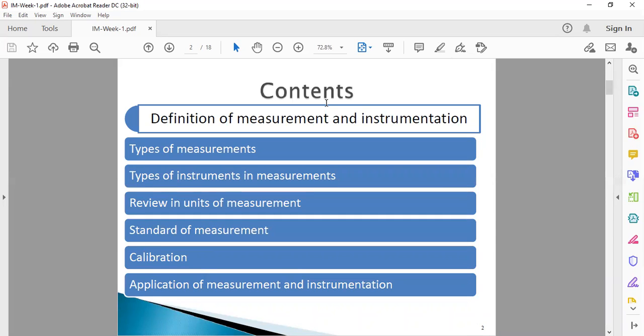So it's a brief content of this course, and we have to cover the following topics in this subject. We will start with the definition of the measurement and the instrumentation. Then we will move on to the types of the measurement, the types of the instruments in measurement, and the review in the top and the units of measurement, standard of measurement, calibration, and the application. These are the content of this first lecture only, not the content of the full course. The complete course breakdown has been uploaded in the portal, so you may find it over there. So, let's move on.